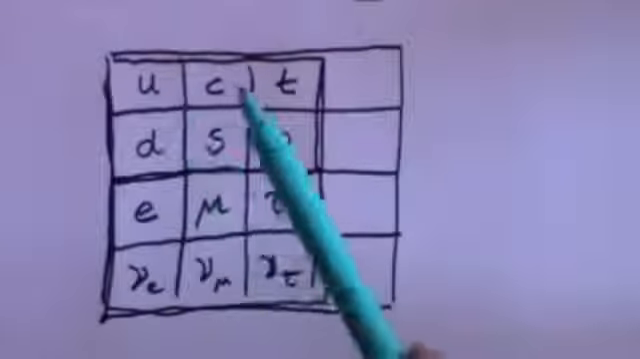And of course, all these particles have antiparticles. So you can have an anti-up, anti-charm, anti-top, and so on. They all have antimatter equivalents.